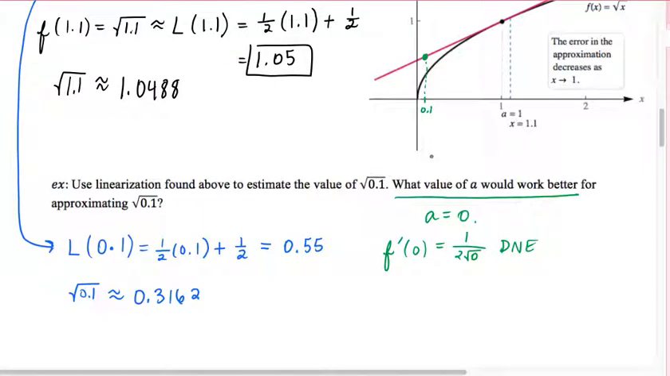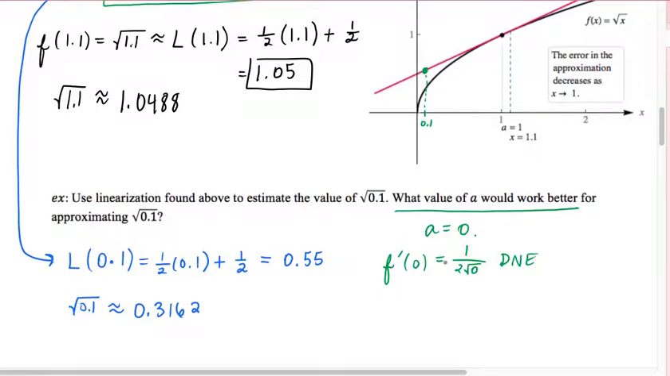Okay, so what would work a little bit better? In other words, what's another number that's close to 0.1 that we can compute the square root of pretty easily? You want to think about perfect squares here. So maybe, think 1 squared is 1, 2 squared is 4, 3 squared is 9, which means, what if we chose a to be 0.09? Because we can take the square root of 0.09 rather easily, right? That's very close to 0.1, and we can do that square root. Okay, so let's try this one instead.